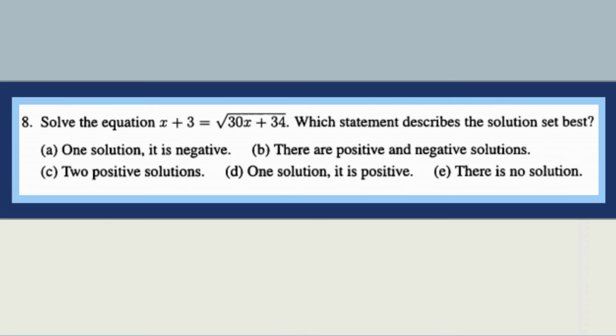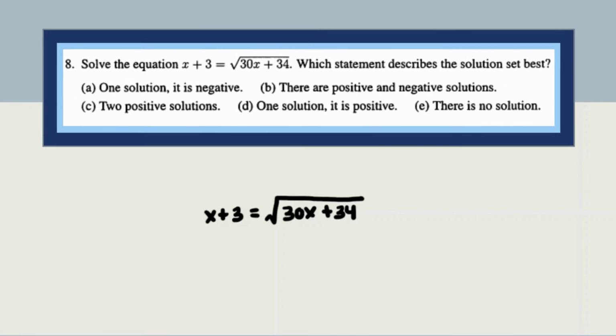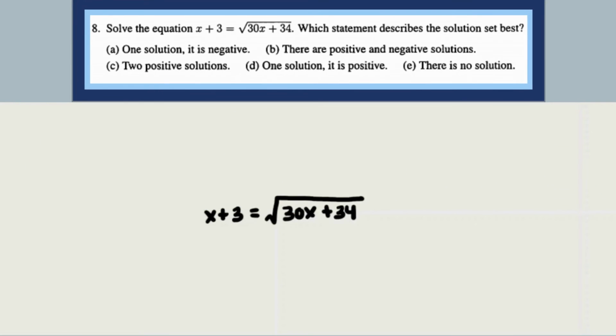Okay guys, so for number 8 it says solve the equation x plus 3 equal to the square root of 30x plus 34. And it says which statement describes the solution set best. So I'm just going to write down this equation real quick. Alright guys, so I wrote down the equation. So we have x plus 3 equal to the square root of 30x plus 34.